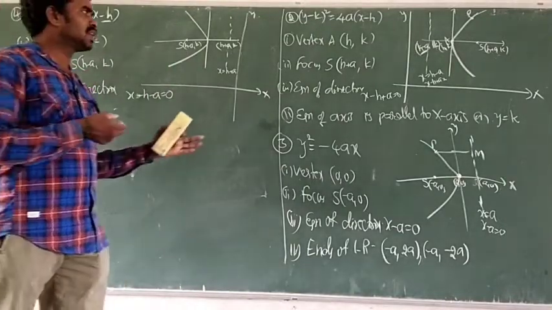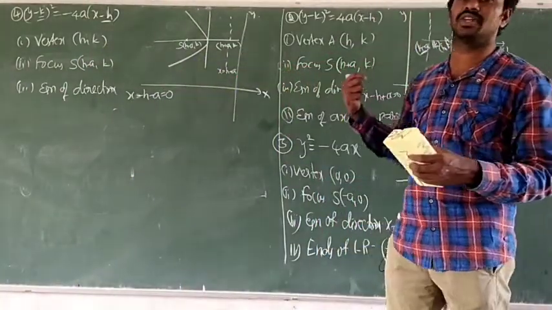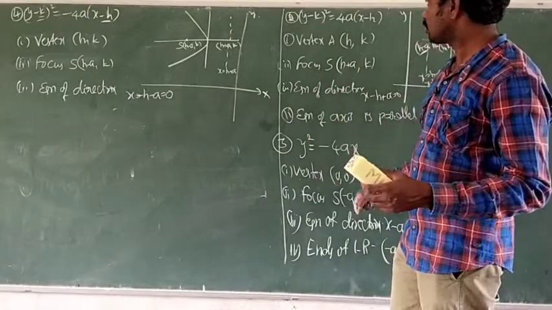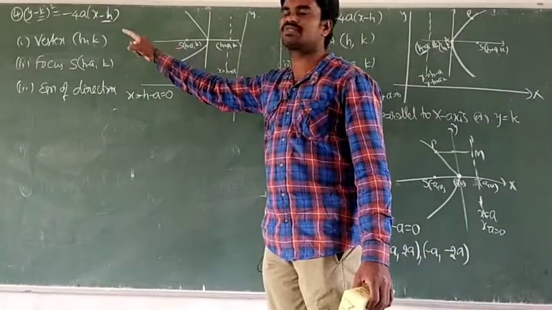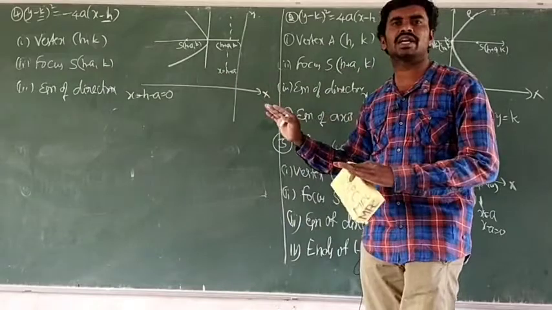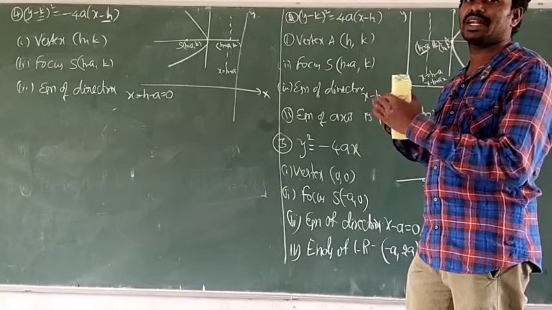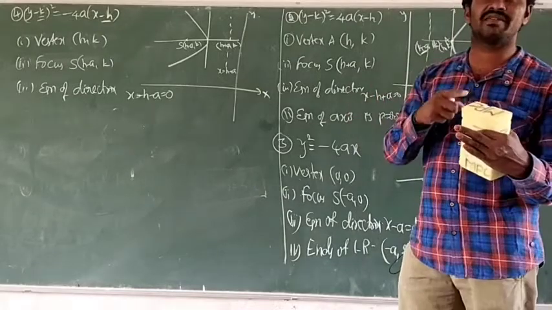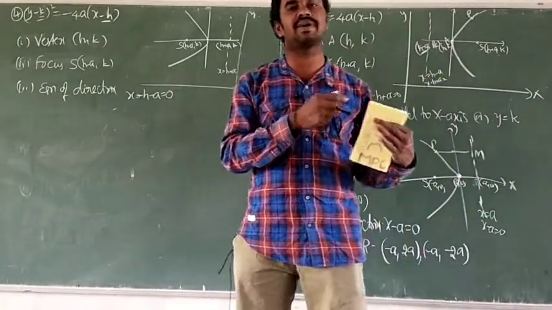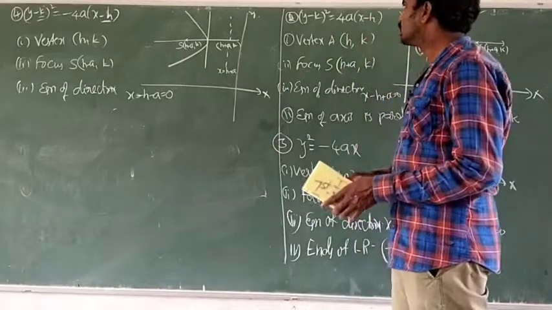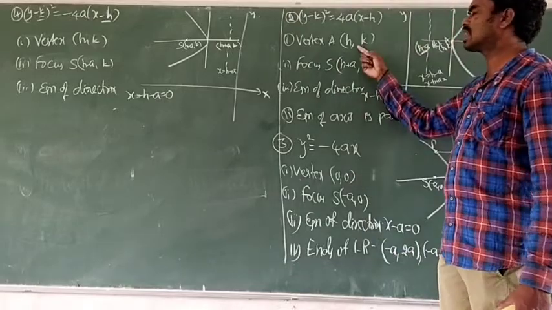Next, similarly, we have written for y square equal to 4ax, y square equal to minus 4ax, and y minus k whole square equal to 4a into x minus h, and y minus k whole square equal to minus 4a into x minus h. Four terms are there. Similarly, we have another four for x square equal to 4ay, x square equal to minus 4ay, x minus h whole square equal to 4a into y minus k, and the remaining. Obviously we can learn the first, second one, then third, then fourth.